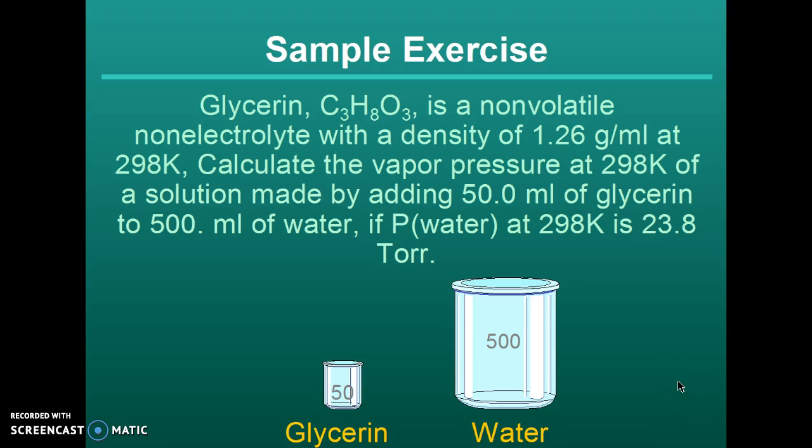Sample exercise. Glycerin is a non-volatile, non-electrolyte with a density of 1.26 grams per milliliter at 298 K. Calculate the vapor pressure at 298 K of a solution made by adding 50 milliliters of glycerin to 500 milliliters of water if the pressure of the pure water at 298 K is 23.8 torr. Now you should be able to do this using Raoult's law. You'll need to calculate the number of moles of each, the glycerin and the water, before you use Raoult's law on it.